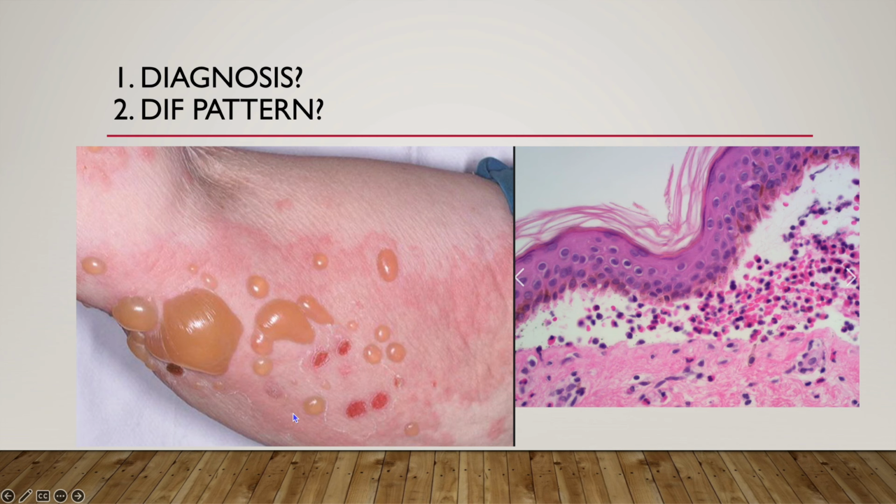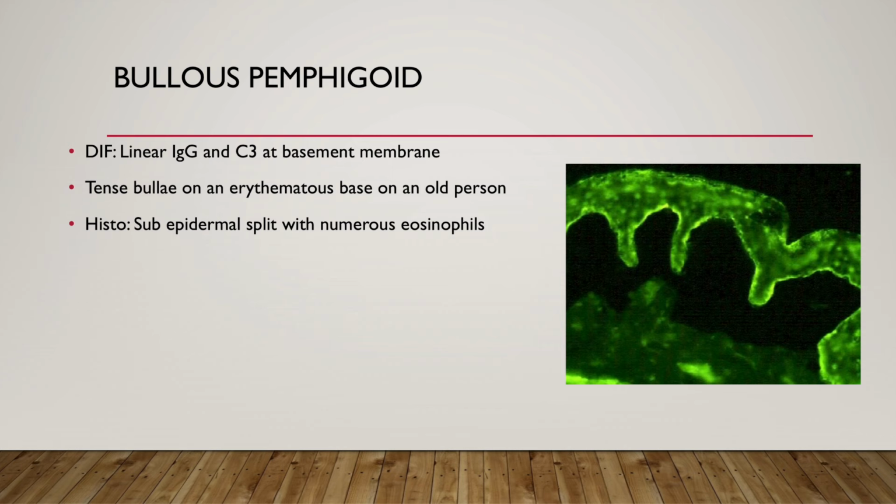Next case, we have an old person who has intense pruritus, and they have tense bullae clinically on an erythematous base. And histologically, we see a subepidermal split with eosinophils. So what is the diagnosis and the DIF pattern? Yes, so this is bullous pemphigoid, and you'll have linear IgG and C3 at the basement membrane.